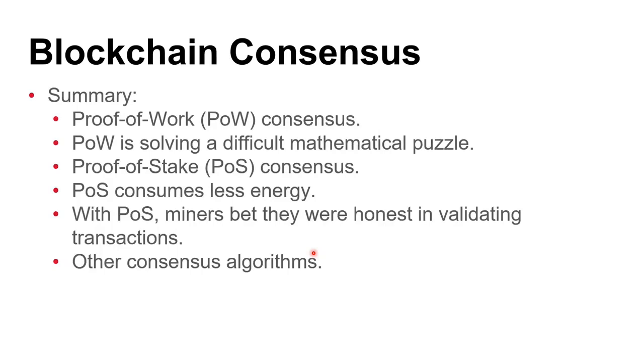So we discussed, in summary, our proof of work consensus. Proof of work is solving a very difficult mathematical puzzle. The important things to take away from here are definitely proof of work and proof of stake. The other algorithms are important, but proof of work is obviously what's used, is very popular right now, and is in use. And proof of stake seems to be the consensus algorithm that a lot of blockchains are moving toward.